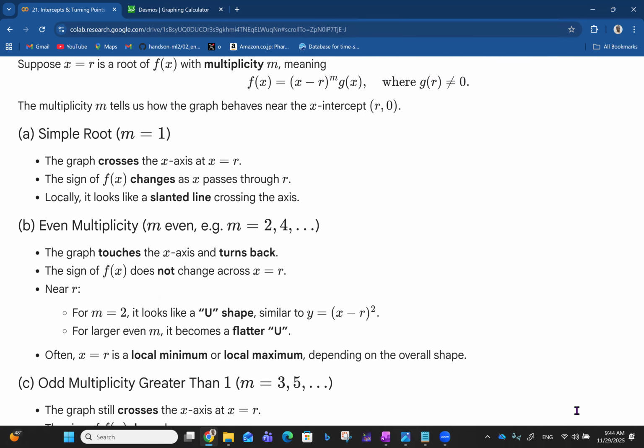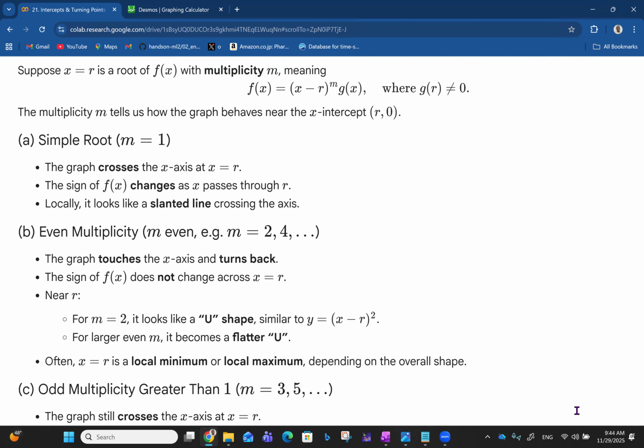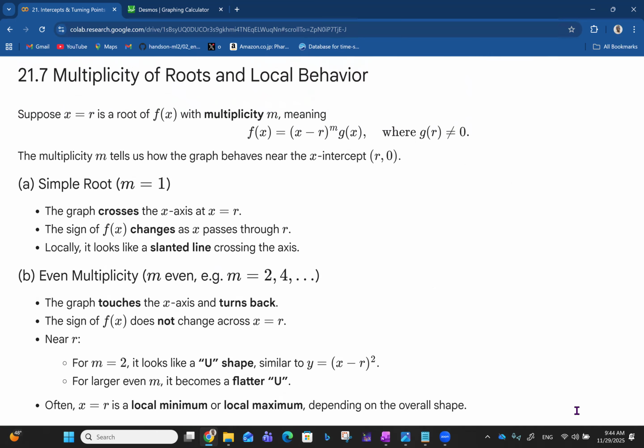So let's talk about multiplicity of roots and local behavior. We've talked about this in a previous video, about multiplicity itself and end behavior. Suppose x equals r is a root of f of x with multiplicity m, meaning that f of x equals x minus r raised to the power m, multiplied by some g of x, where g of r is not equal to 0. So the multiplicity m tells us how the graph behaves near the x-intercept r, 0, right?